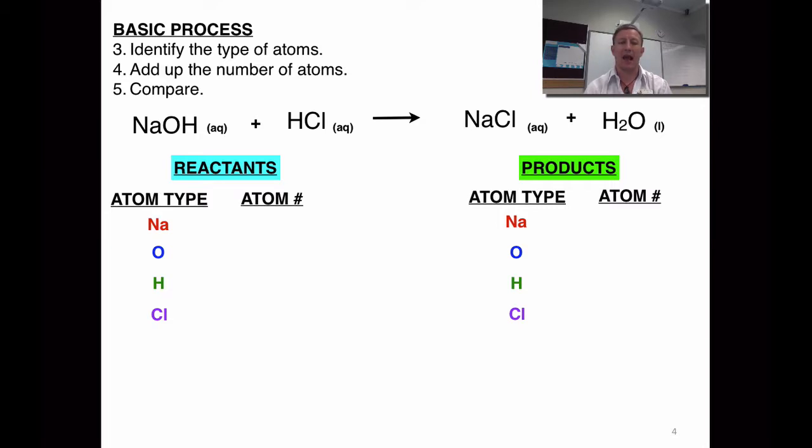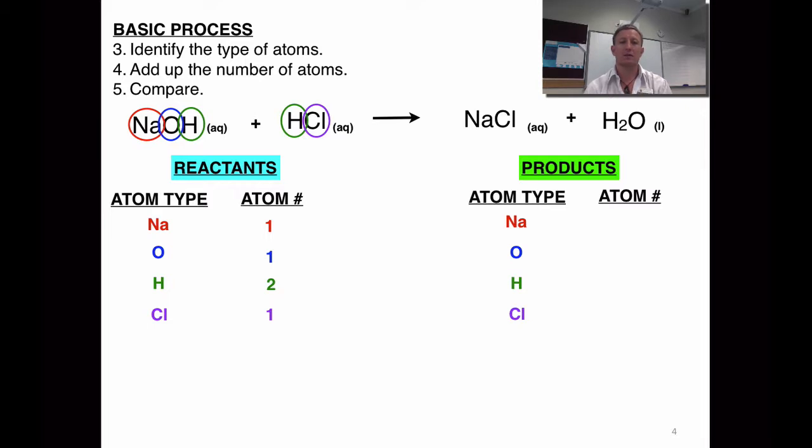How many atoms have we got on each side of the arrow? Okay, so let's look at sodium. We've got one sodium. That's shown in the red circle. How many oxygens have we got? The blue circle. We've got one of them. How many hydrogens? These are going to be in green. Well, we've got one hydrogen on the sodium hydroxide and we've got one hydrogen on the hydrochloric acid. So we've got two hydrogens. And finally, how many chlorines have we got? The purple circle. We've got one of them.